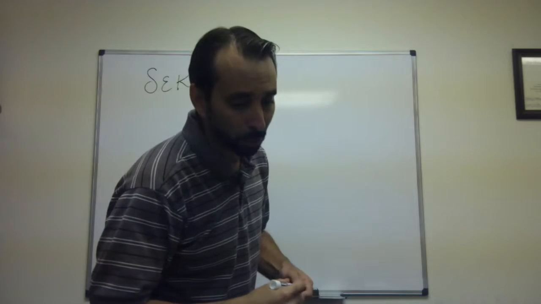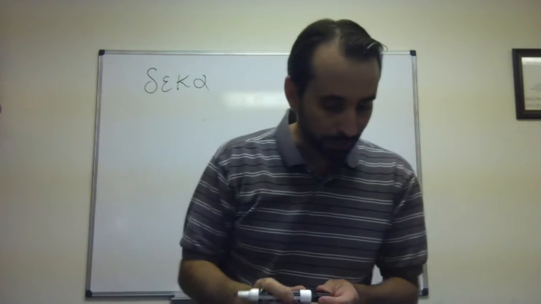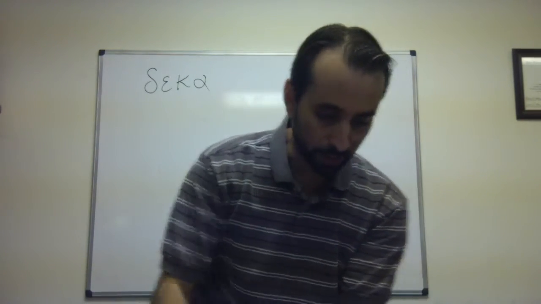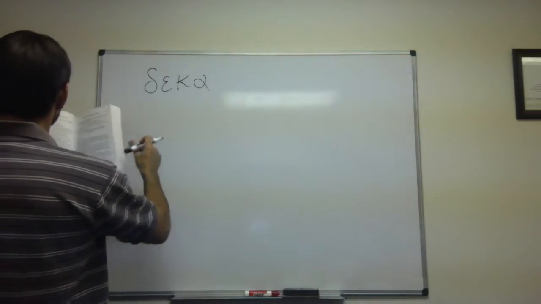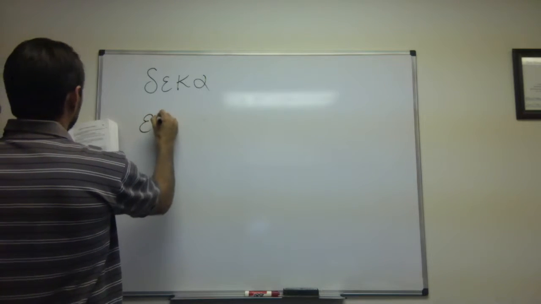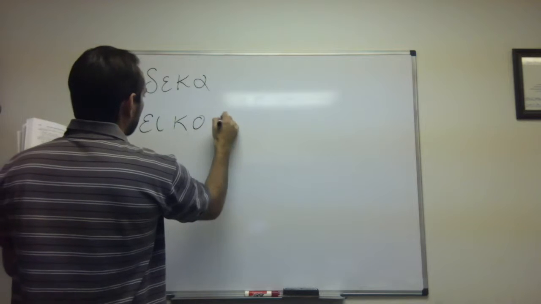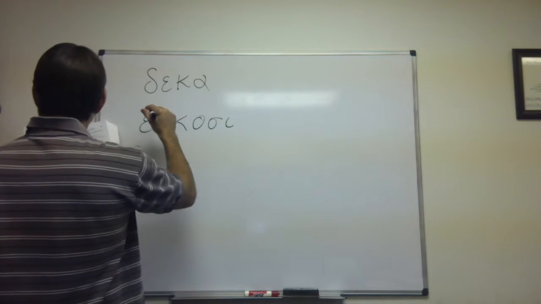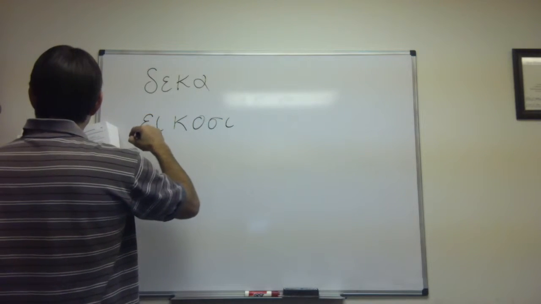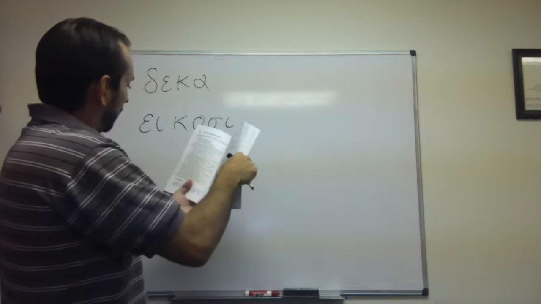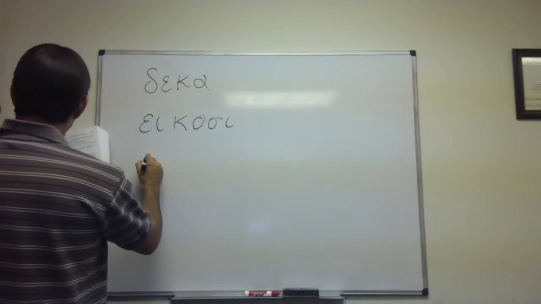There's also a word for 20, and he gives that to you there. That is ekasi. There's a word for 100.